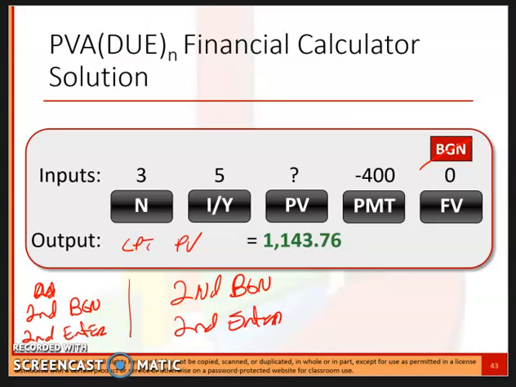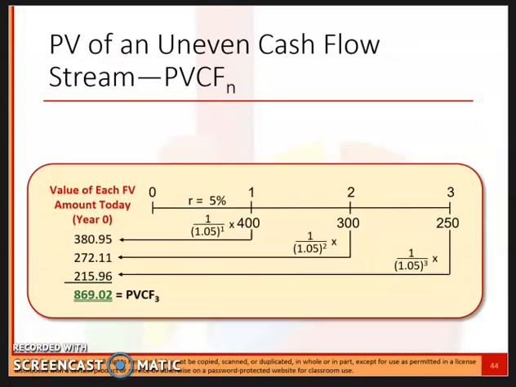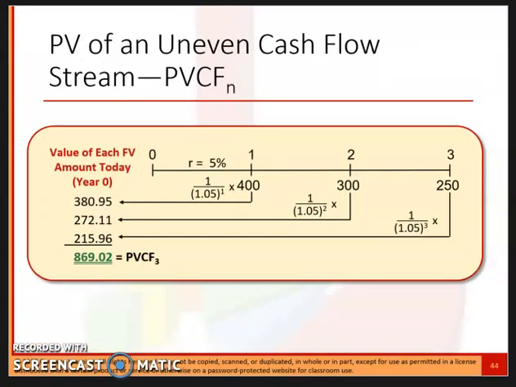All right. So the present value of an uneven cash flow, not an annuity. We need to use our cash flow function on our calculator, because doing it by hand is a pain. So we've got $400 in the first year. Our required rate of return, or opportunity cost rate, is 5%. I prefer required rate of return. So 400 in the first year, 300 in the second, 250 in the third.